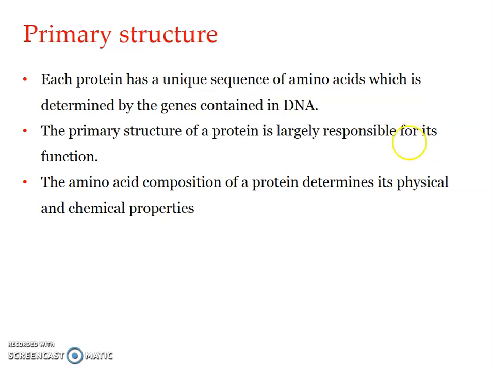Okay, and the amino acid composition of a protein determines its physical and chemical properties. For instance, if there is a greater amount of hydrophobic amino acids, obviously the protein itself will have a hydrophobic nature. So even the shape, how it reacts, how many hydrophobic interactions and hydrophilic interactions are possible, in which part, for example, when the protein combines with carbohydrates, it forms glycoproteins, isn't it?